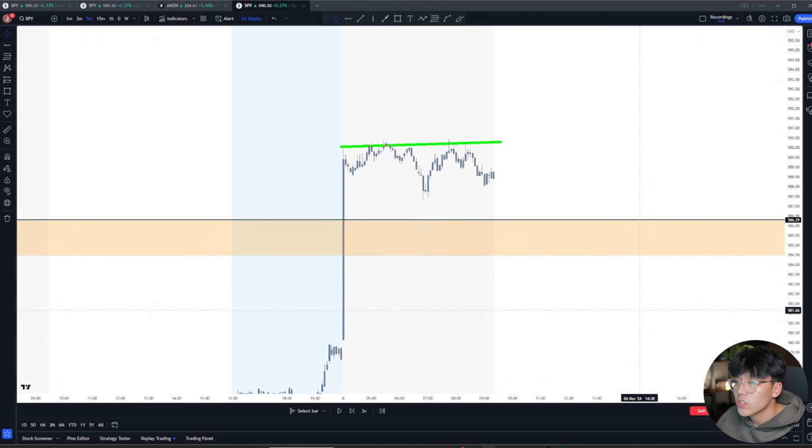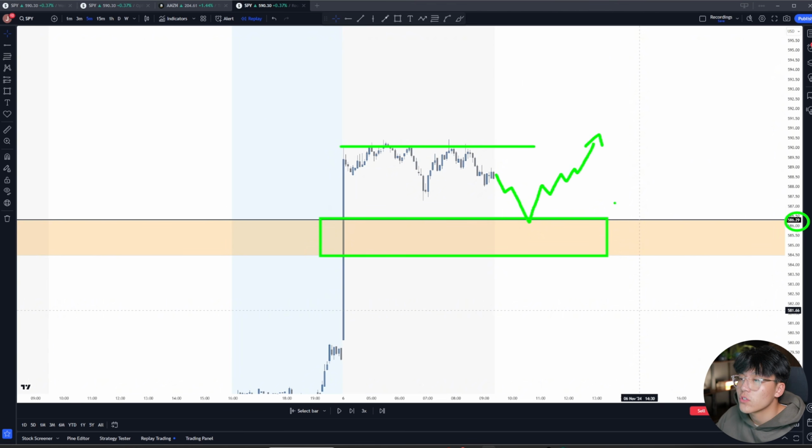We're in a very clear uptrend. What are we going to be looking for? Our key area is all the way down towards our 586. So we know that this is a higher time frame point of interest. We're going to be looking for this area to be used as support for that continuation back towards the upside.